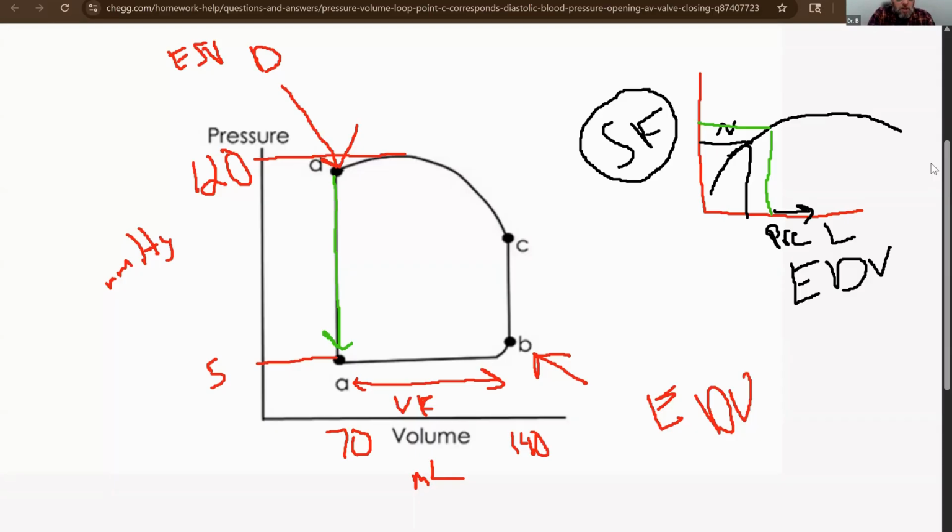Okay, so we've got our ventricular filling. We're going to call that phase 1 or whatever. Okay, now what happens at B? We already said B is going to be end diastolic volume, right? What else is happening at B? Isovolumic contraction. Okay, so B is the transition point from a relaxation of the ventricles to a contraction of the ventricles.